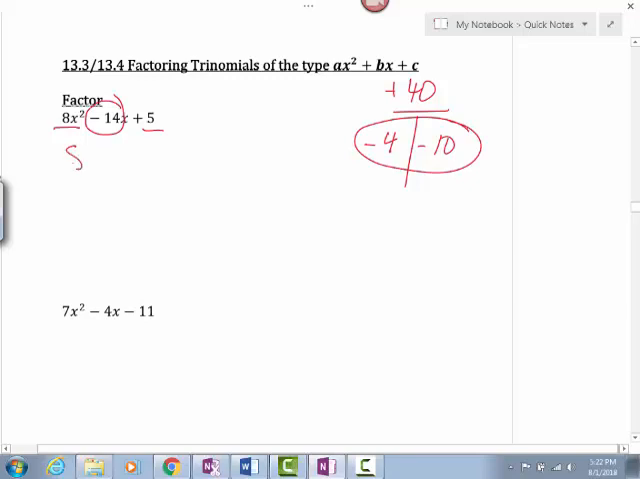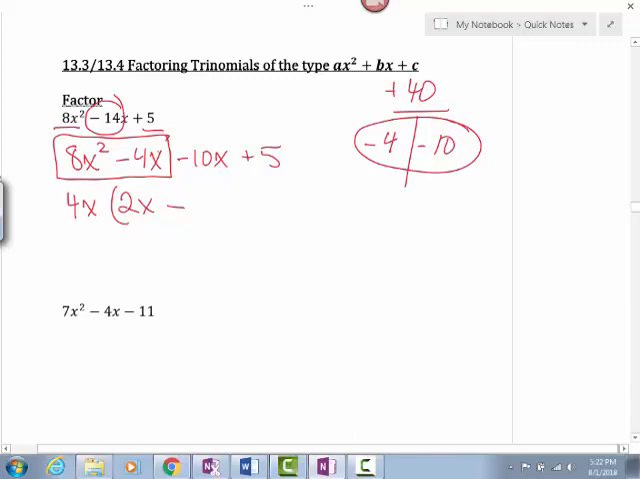So now I'm going to go ahead and write it out, 8x squared minus 4x minus 10x plus 5. So I'm going to go ahead and box these first two, and I'm going to say, okay, what can I factor out of 8x squared and 4x? Well, 4x is common to both. So 4 goes into 8 2 times. There's still going to be an x left over. Minus 4 goes into 4 once. I'm going to go ahead and circle these two.